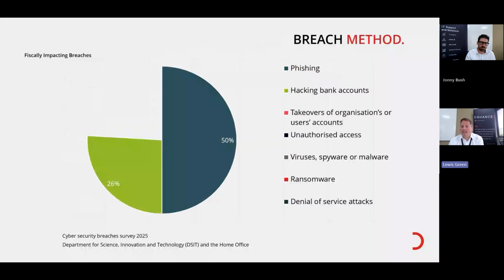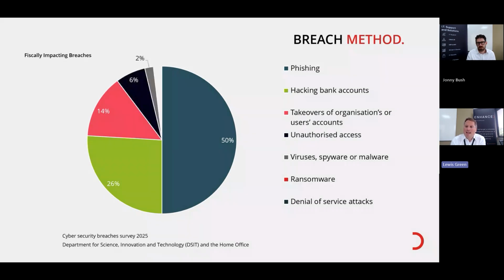Direct hacking of bank accounts is the second, around 26%. Taking over of a user's account, and then we're looking at things like unauthorized access. But it's interesting to say viruses and ransomware, which were very prevalent previously, are only sitting at 2 and 1% of all breaches that are actually having any financial impact. Ransomware for quite some time was a much higher percentage of this, and that's where a machine is attacked and it's encrypting files across a network and then holding you to ransom to be able to unencrypt those files.